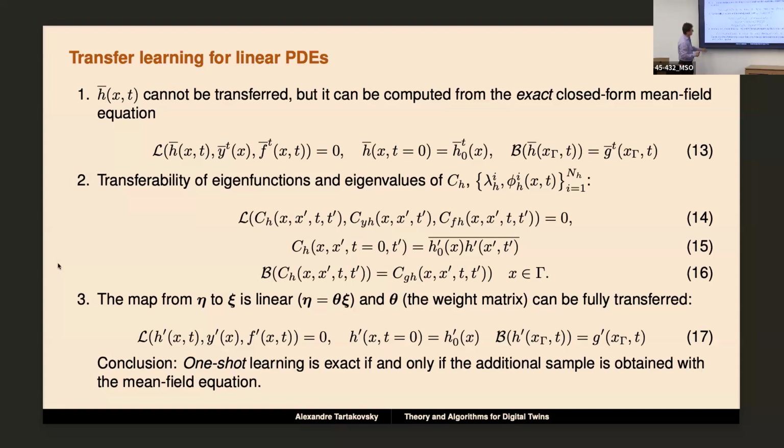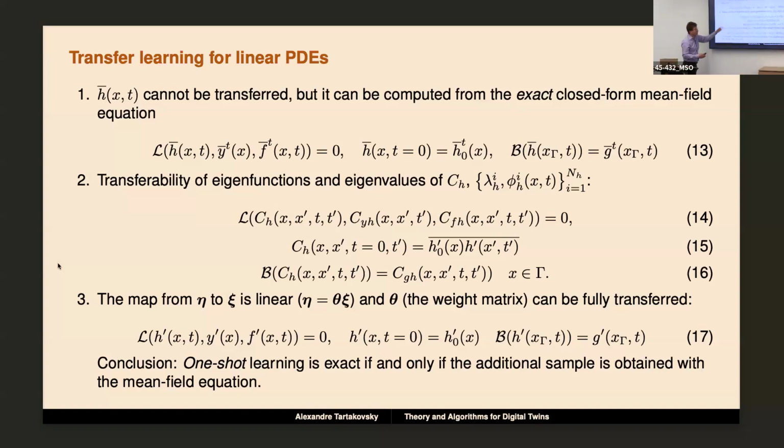Okay. So in conclusion, these two things, eigenfunctions and our parameters in the map, can be fully transferred. We need just one sample under target conditions to compute H mean. So this amounts to what people call one-shot learning.